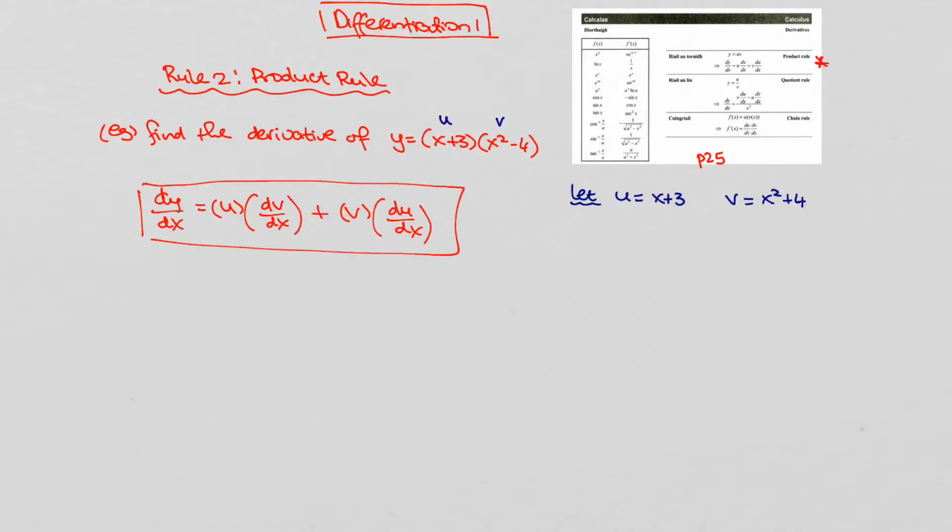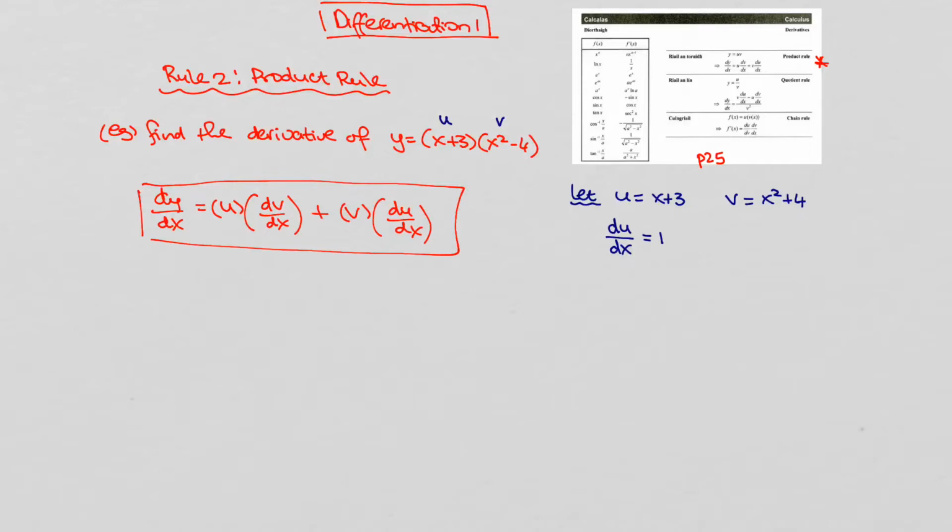So if we look at u, we're letting u equal x plus 3. So therefore, if I differentiate, I'm saying the rate of change of u with respect to x is equal to, well, if I differentiate x, I just get 1. And if I differentiate 3, I get 0. So remembering from yesterday that the derivative of a constant is always 0.